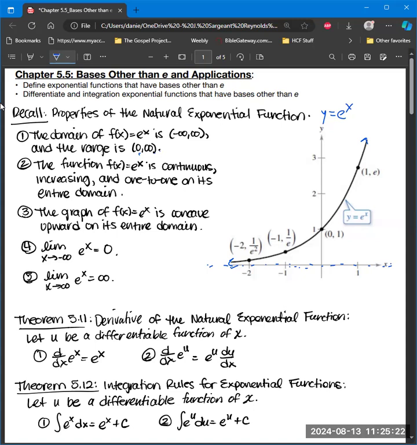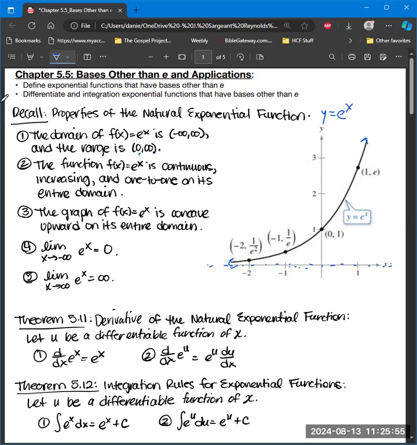Now, its right-hand behavior and its left-hand behavior are different. As I go to the left, it has this asymptotic behavior: the limit as x approaches negative infinity of e to the x is 0. As I go to the right, the limit as x approaches infinity of e to the x is equal to infinity. It goes up to infinity over here. So those are important things to know about e to the x. And all exponential functions are going to resemble this. They're just going to have been stretched.